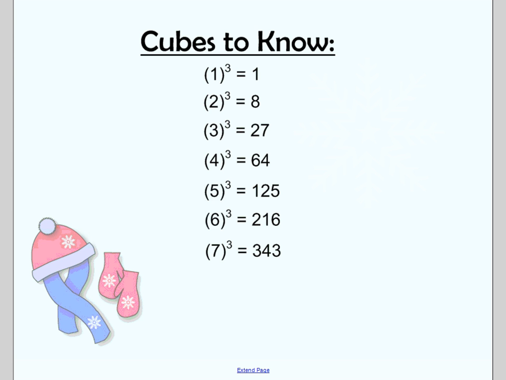So some cubes that you're going to want to know. You need to know that 1 cubed is equal to 1, 2 cubed is equal to 8, 3 cubed is equal to 27, 4 cubed is equal to 64, 5 cubed is equal to 125, 6 cubed is equal to 216, 7 cubed is equal to 343. If you're not done writing those down, then you probably want to go ahead and pause this and then play as soon as you're done writing them down, because these are cubes that you definitely are going to want to know in order to be successful in this section.